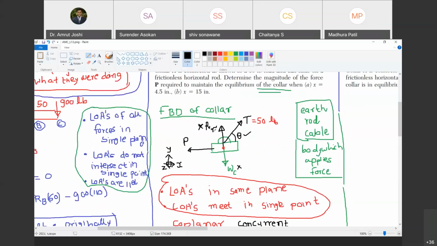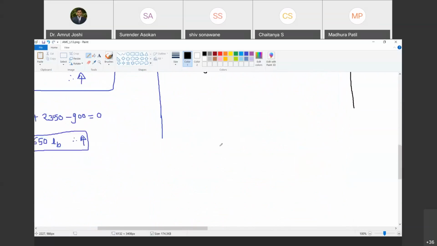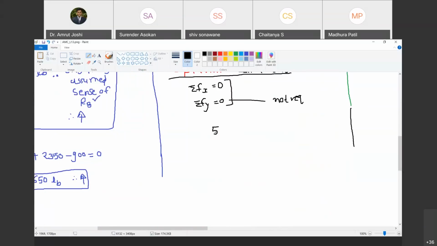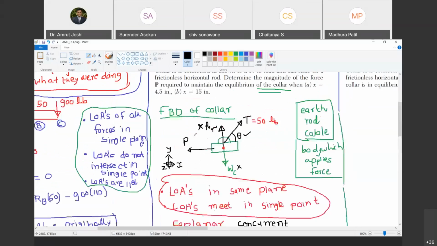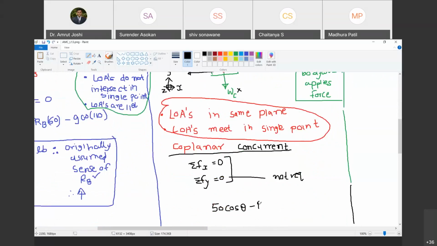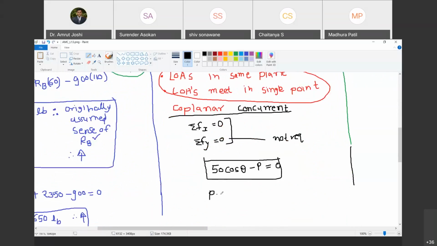ओके. सो summation Fx equal to 0 ये इक्वेशन में अब अप्लाई करने वाला हूं. सो 50 cos theta, देखो, एंड टुवर्ड्स राइट, सो इट इज पॉजिटिव. Do you agree with me? Yes, sir. 50 cos theta and minus P. This must be equal to 0. Do you agree with me? Yes, sir. So therefore P must be equal to what? P must be equal to 50 cos theta. Happy? Yes, sir.